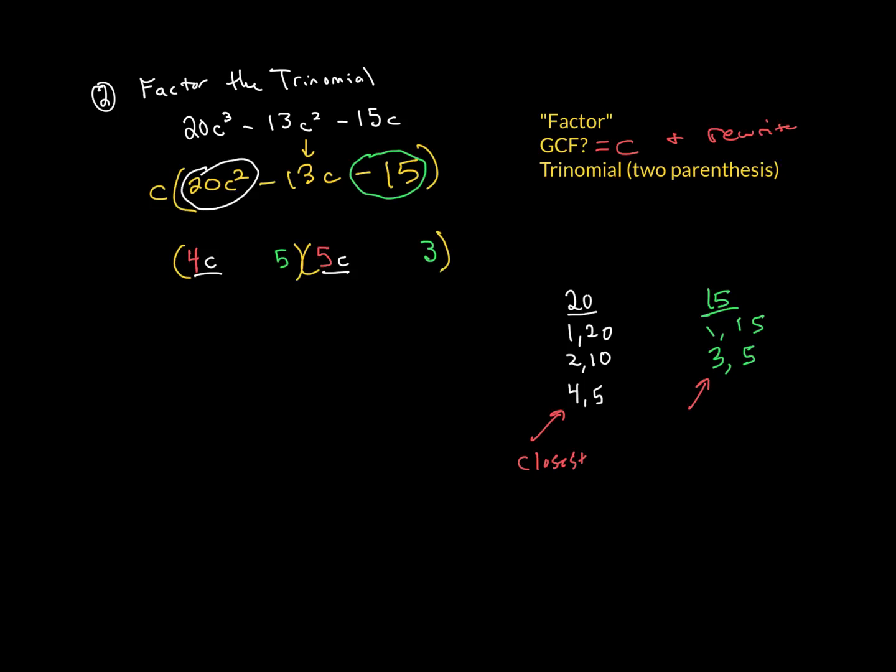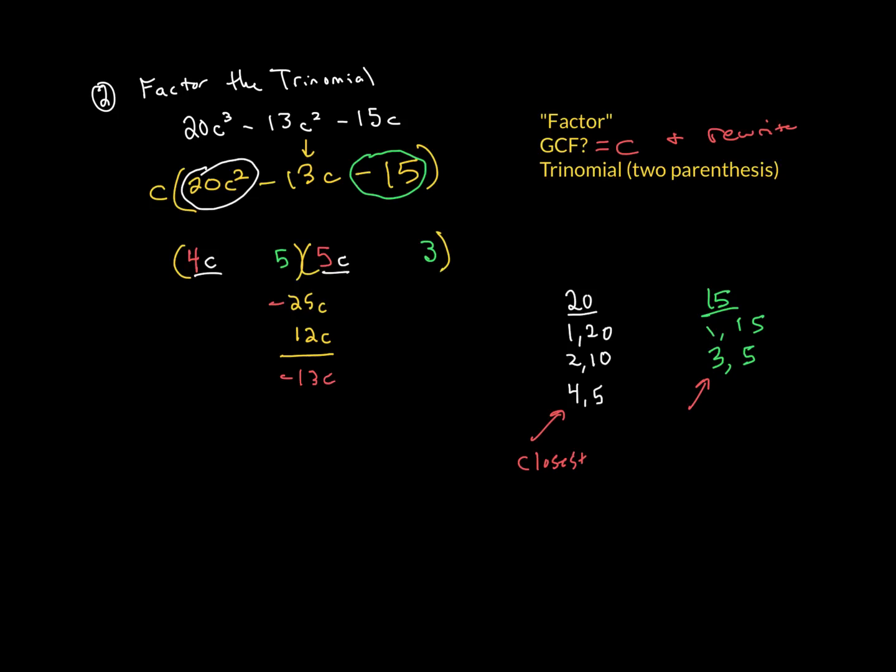Okay, so now on the inside, the 5 and the 5, we've got 25C. On the outside, 4C and the 3, we've got 12C if we multiply those. And now we could make negative 13 out of this pair, but we need to make sure that the 25 is negative. Negative 25C, positive 12, that would give us negative 13C.